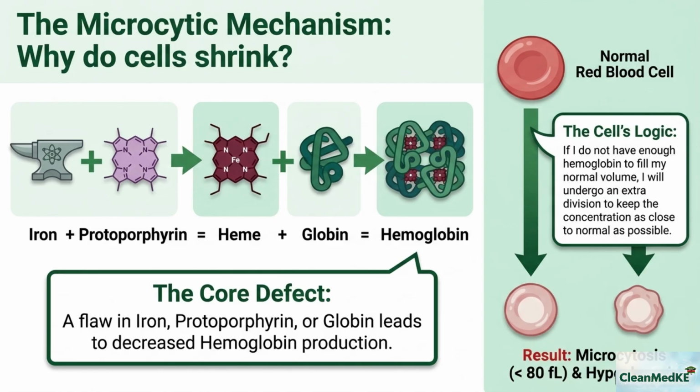Why do cells shrink in microcytic anemia? It's all about hemoglobin production. Hemoglobin is made of iron, protoporphyrin, and globin. If there is a flaw in any of these components, the cell follows a specific logic. It undergoes an extra division to keep the hemoglobin concentration as close to normal as possible within its volume. This results in microcytosis and hypochromia.